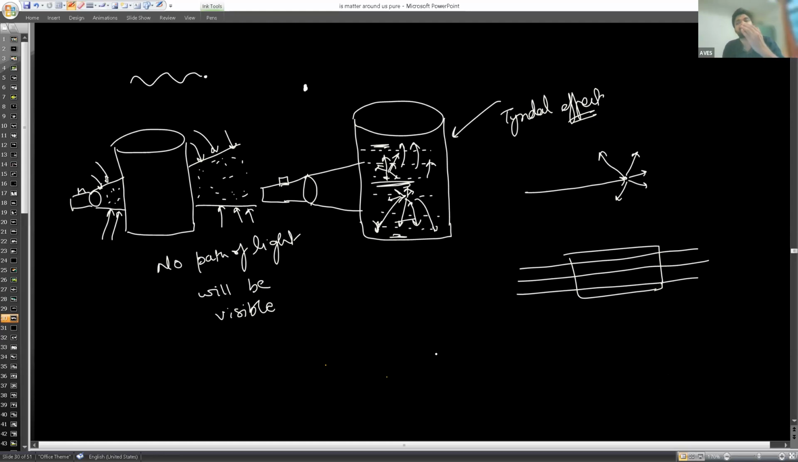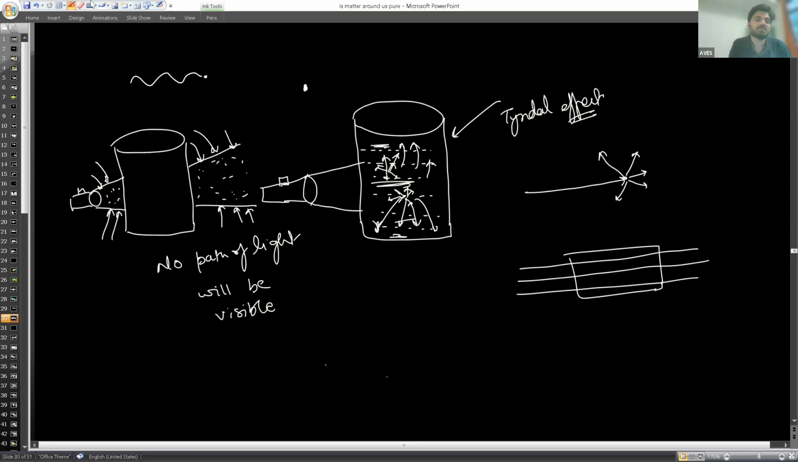If this bottle is visible to me, it is because the light is coming, being reflected, and reaching our eyes. For anything to be visible to you, light should fall over it and get reflected back into our eyes. That is only possible when the particle is big enough that light can strike it and get scattered in all directions.